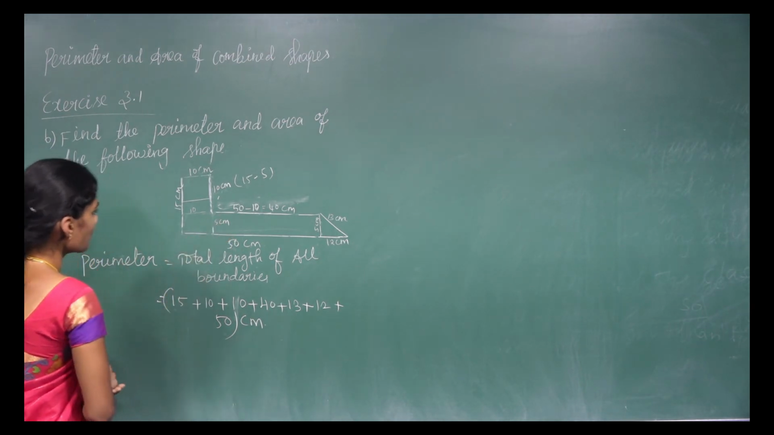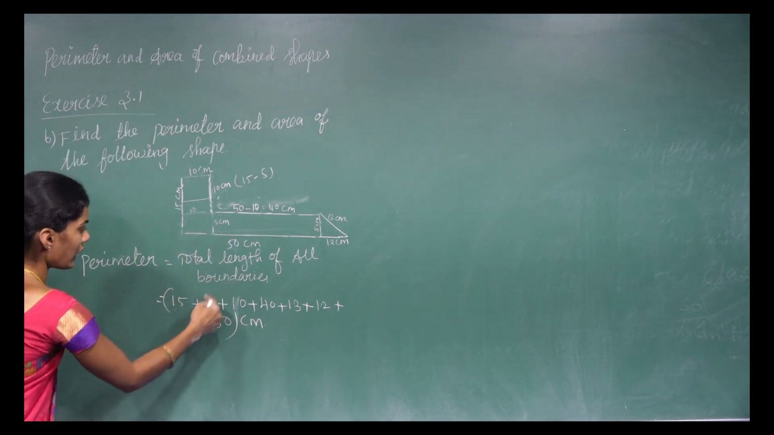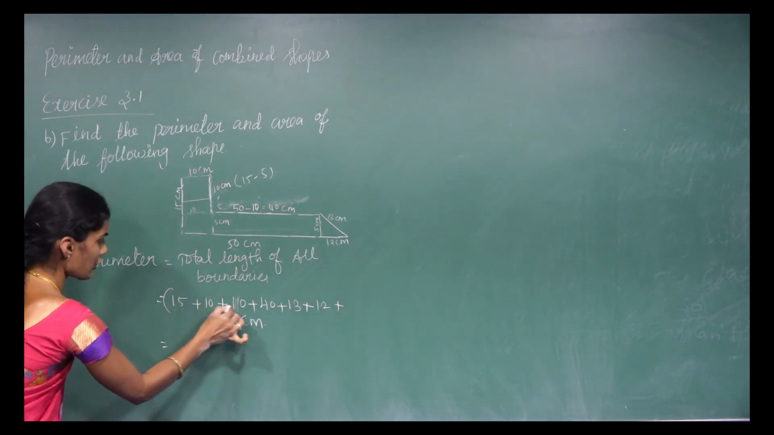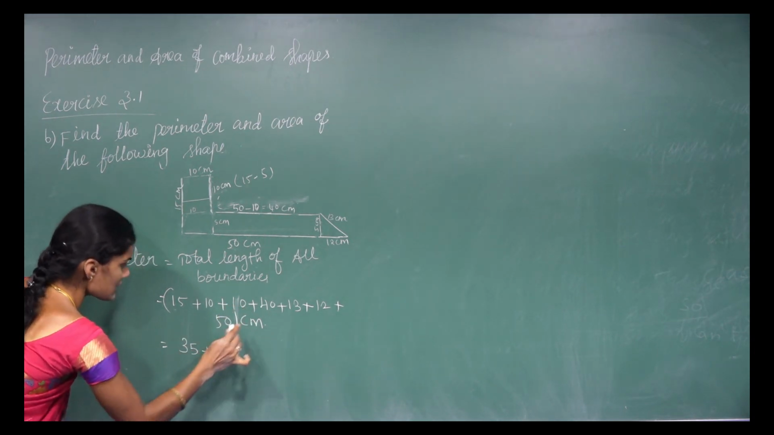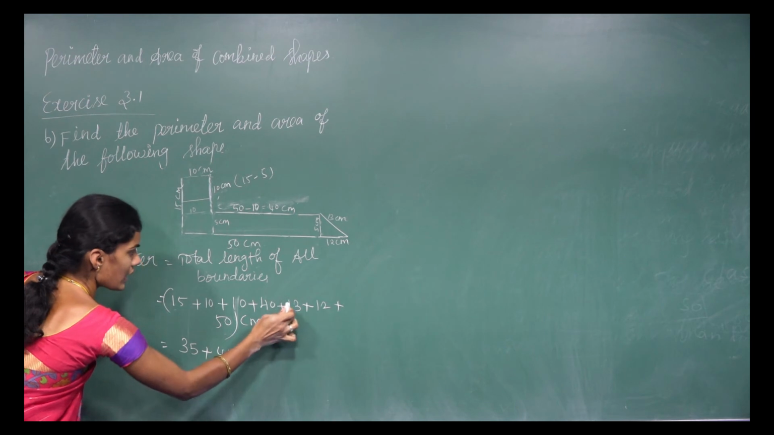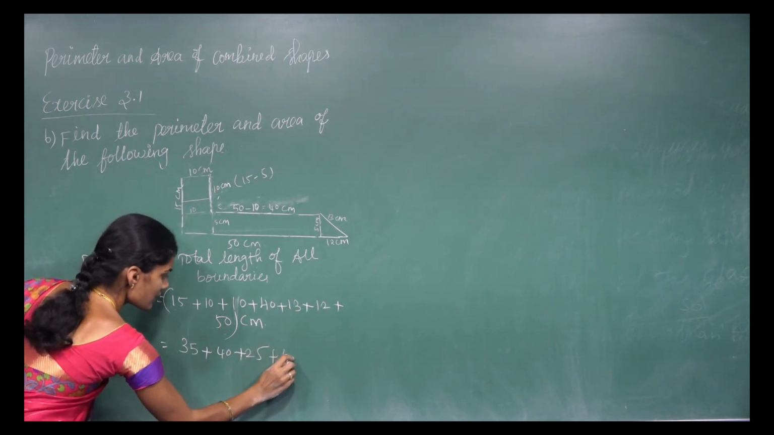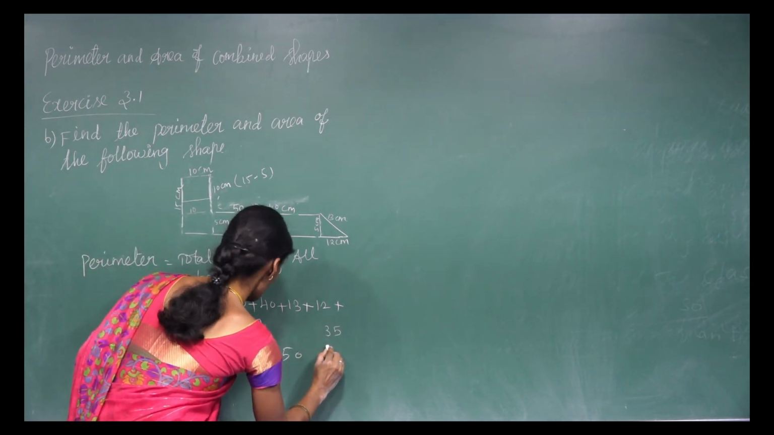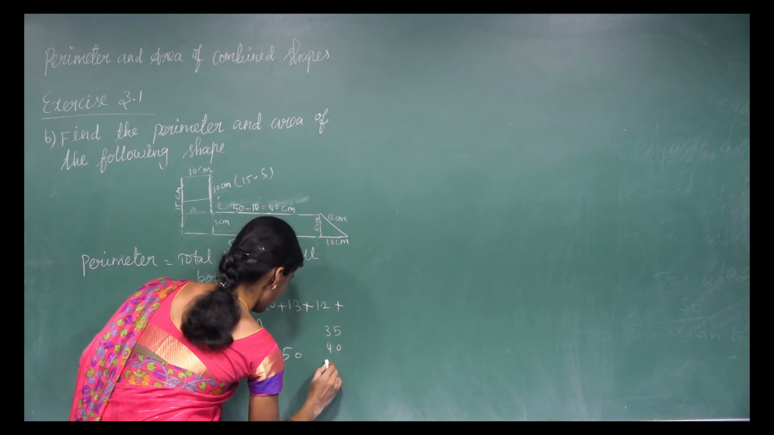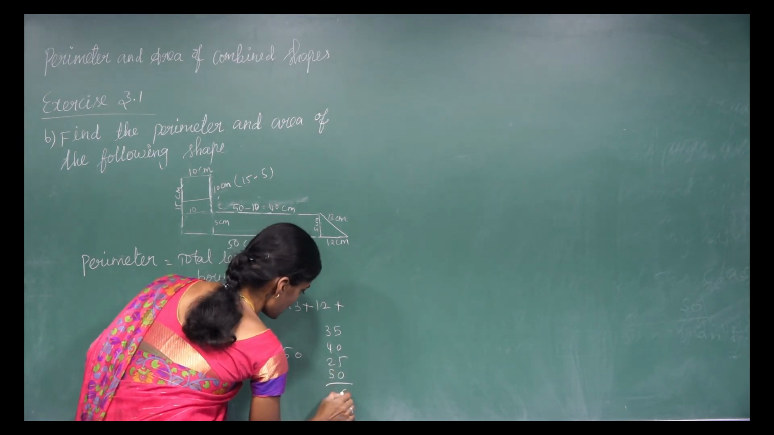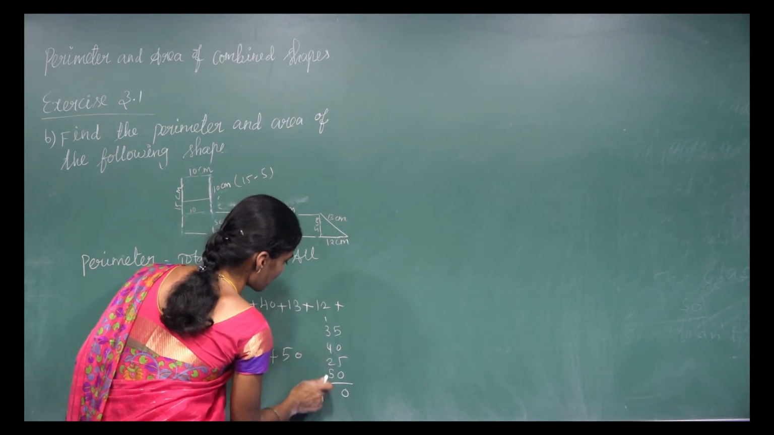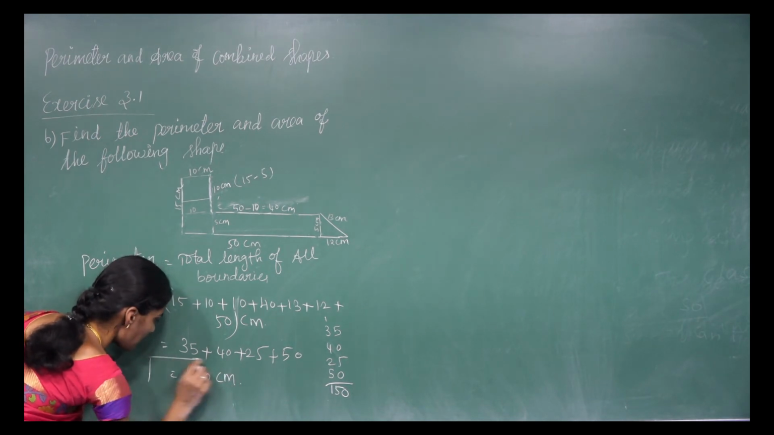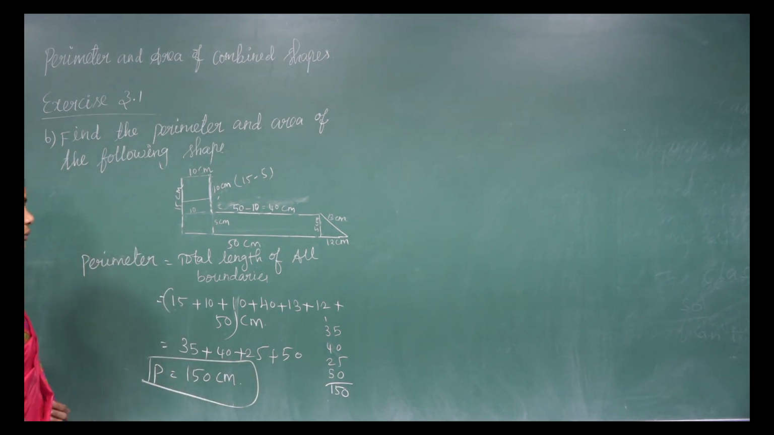Okay. See. You just want to add all the boundaries. We get the value: 15, 10, 25, 35. 35 plus next 40, plus next 13, so here 25 plus 50. Can you understand that? Now we want to add 35, 40, 25, 50. 10 remaining 1, 4, 8, 10, 15. So 150 centimeter. The perimeter is 150 centimeter of this shape.